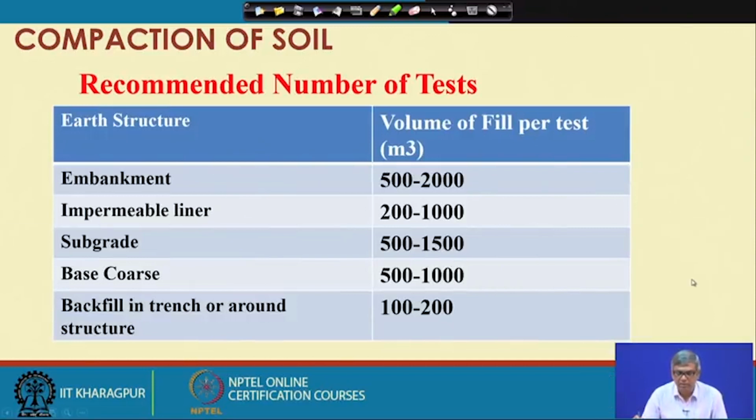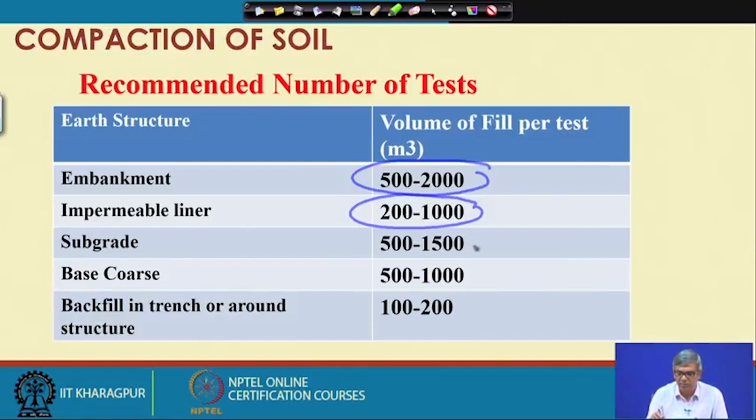And then the recommended number of tests, that means how many tests you have to do. If it is embankment work, then for 500 to 2000 meter cube of work, one test at least has to be done. If it is impermeable liner, then for 200 to 1000 meter cube of work, you have to do one test at least. That is the control test.